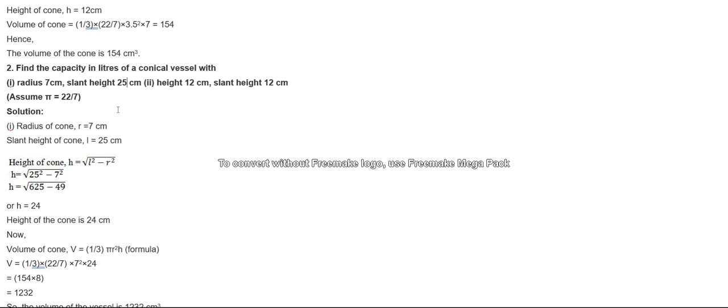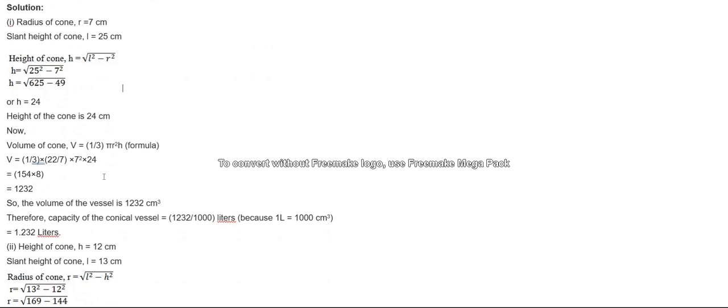But for finding the volume, we need the height. In the previous video also I told you that when we have the slant height and have to find the height, we use the formula h equals square root of L square minus R square. So here we find the height, that is 24.